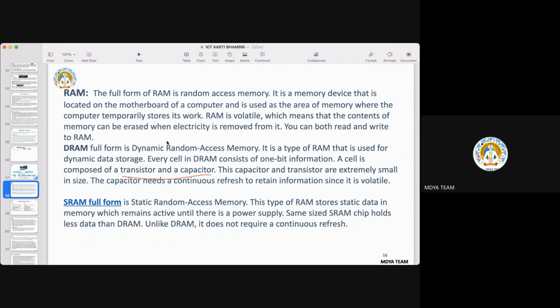Now, static RAM means the static random access memory. This part of RAM stores static data in a memory, which remains active as long as there is a power supply, and a same-sized SRAM chip holds less data than the DRAM. DRAM holds more data, and SRAM holds less data. And when you shut down, then only it loses its data.